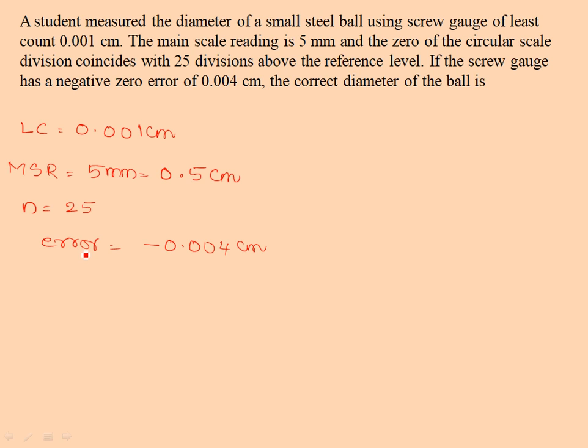Then you are asked to identify the diameter of the ball. So the diameter of the ball will be like this. Reading is nothing but MSR plus VC into least count, or that will be equal to MSR plus number of lines. Vernier coincidence is nothing but number of lines into LC, or this will be equal to 0.5 centimeters plus 25 into 0.001, or this will be equal to 0.525. And since the error is a negative error, you have to make that positive correction.